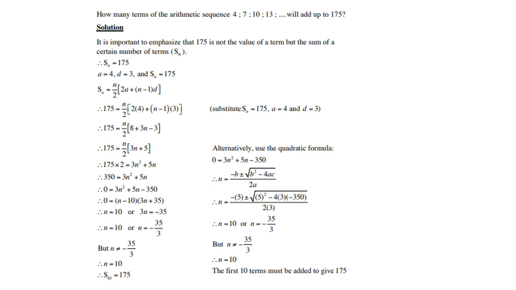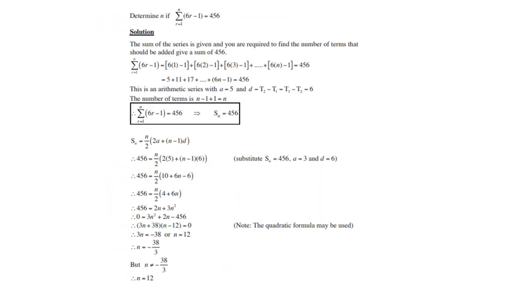Simplify, you can multiply by 2. Simplify the bracket first as far as possible. Then you can multiply by 2 on both sides. Then you end up with a quadratic equation, which you can either factorize or use the formula, you can decide. Then you get two n values. You get n equals to 10 and n equals to negative 35 over 3. Now remember, n represents the number of terms, so automatically it cannot be negative. So the only answer is then n equals to 10.